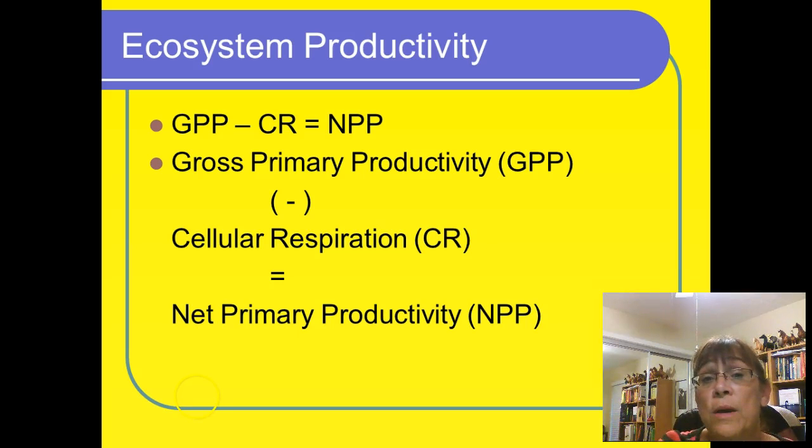Okay, this equation you might need to know. So gross primary productivity minus cellular respiration gives us net primary productivity, which is the amount of biomass that is available for the consumer, the primary consumer. And if you get a problem like this, it'll either be a subtraction problem or an addition problem. They will either give you gross and cellular respiration, or they'll give you cellular respiration and net, and you'll have to find gross. So either or. It's either a plus or minus.